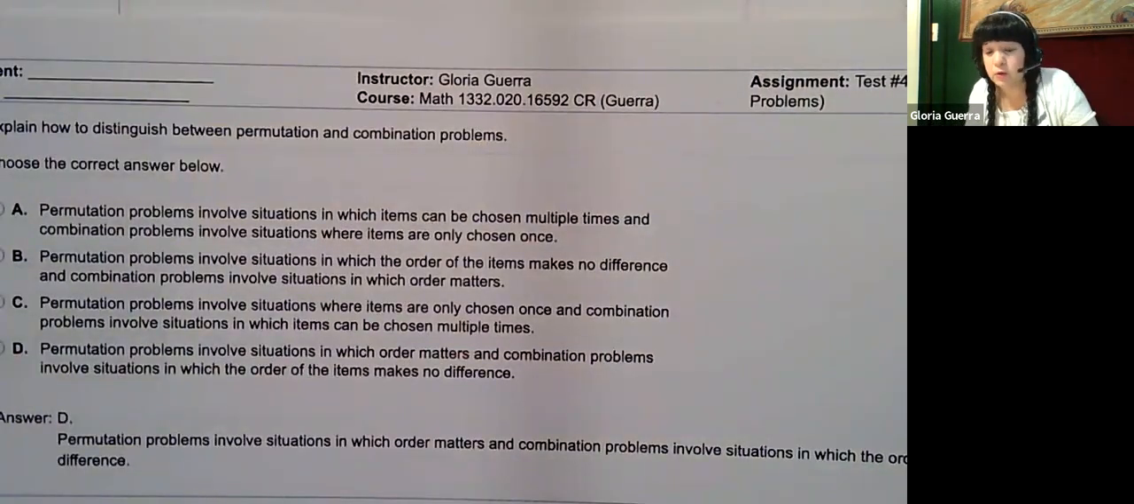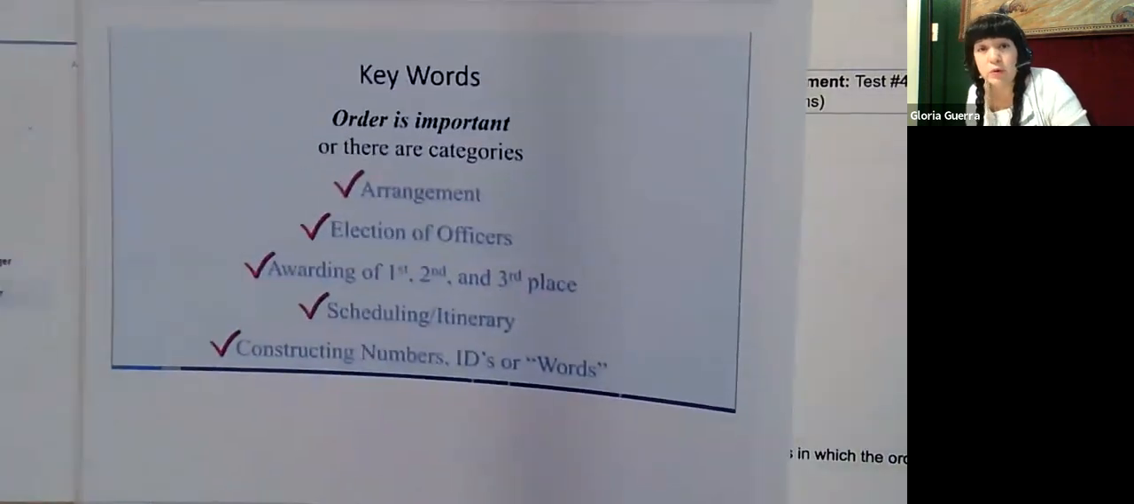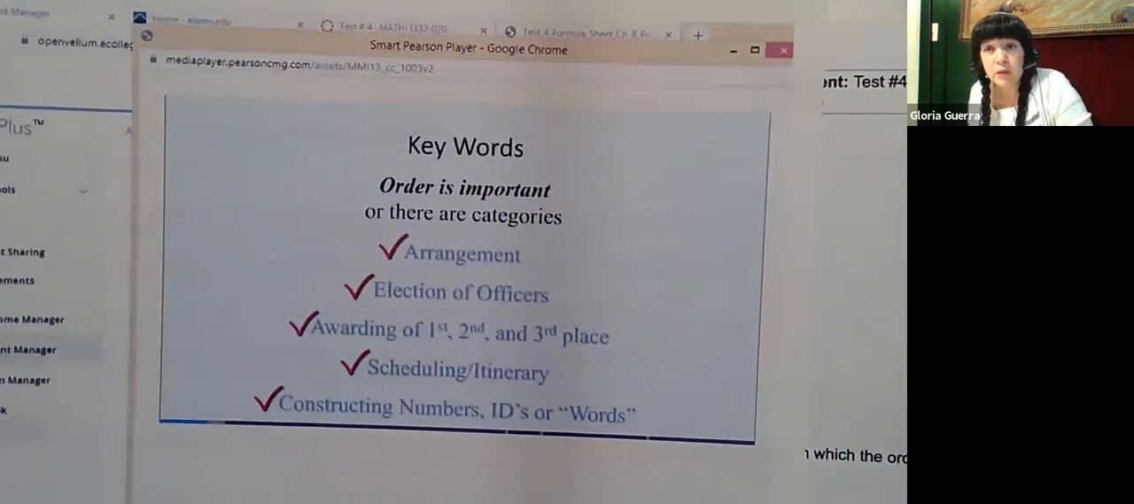The other thing that you might want to have are these keywords. Okay, and again, if you don't have a printer, you could write these down on a sheet of paper or write them down on your test review. Okay, so here we have keywords.